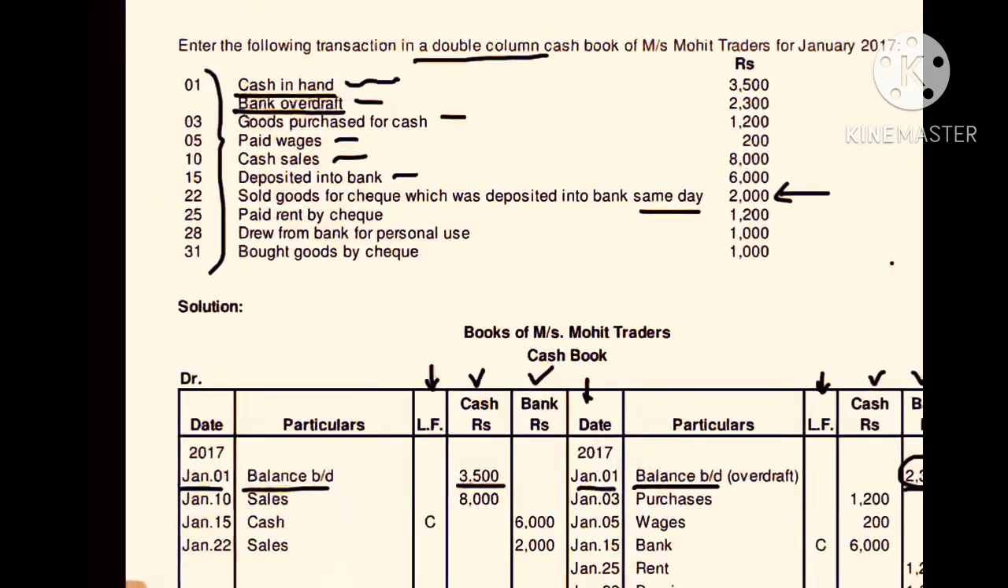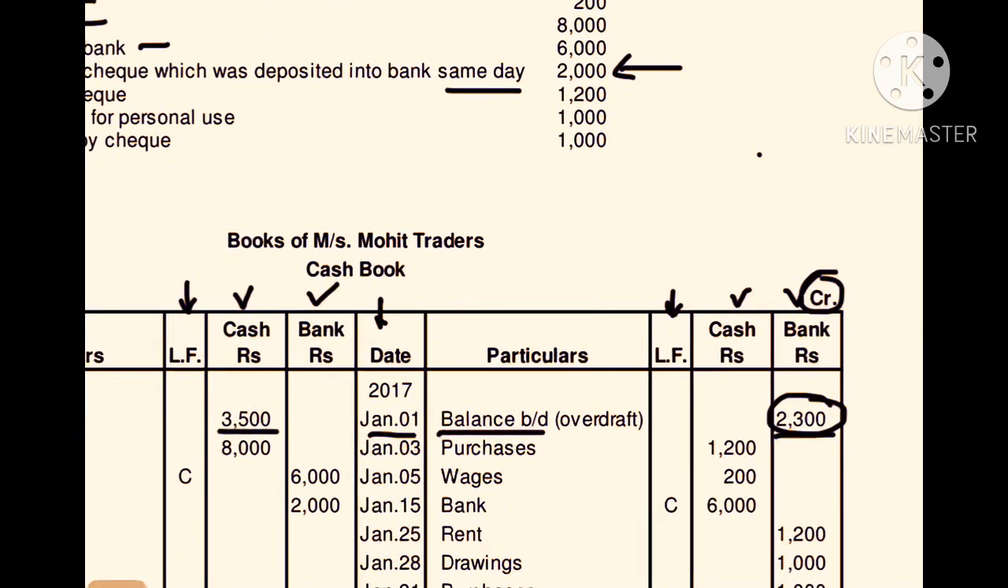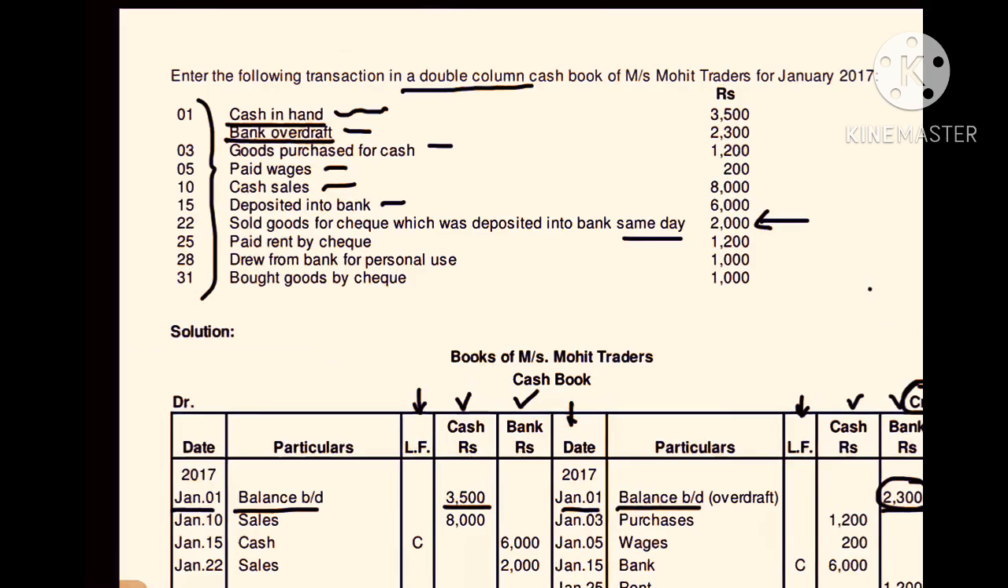Usually students get confused about why it goes in the credit side bank column. I'm going to tell you: bank overdraft means you are starting your account with a negative balance in your bank. It happens mostly in the current account, and sometimes even in the savings account, that we have a negative bank balance. So we start the account by putting the amount on the credit side in the bank column, my friend.